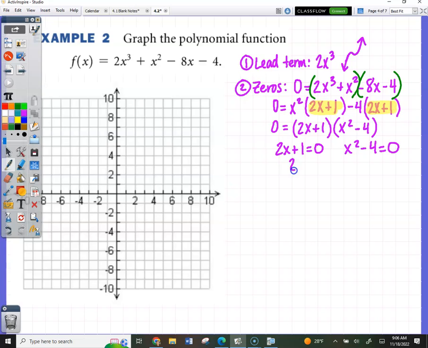So here, subtract 1, divide by 2. Here, add 4. Now what? Square root. What's the square root of 4 when I'm solving? There it is. There's 2 totally different answers there.